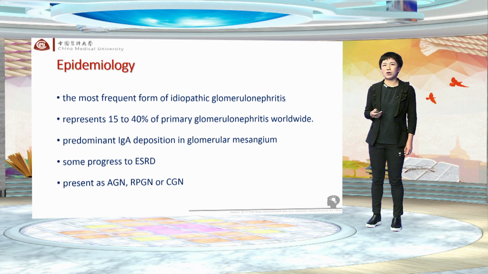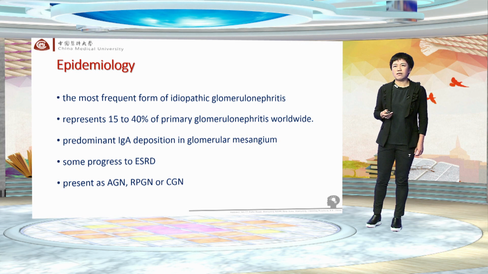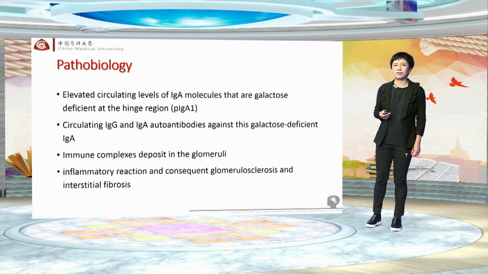IgA nephropathy is an important cause of end-stage renal disease, and it is not a benign condition. The initial manifestations of IgA nephropathy are variable, ranging from acute, rapid, progressive, and chronic glomerulonephritis.